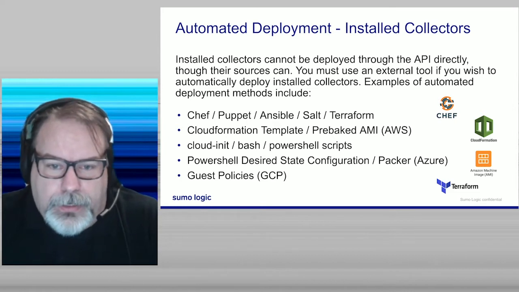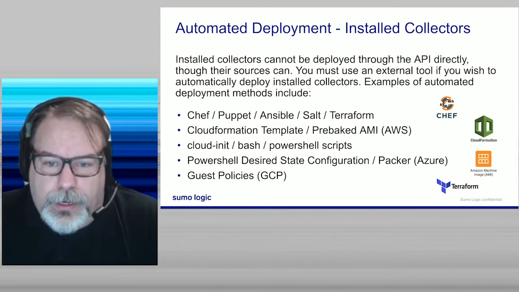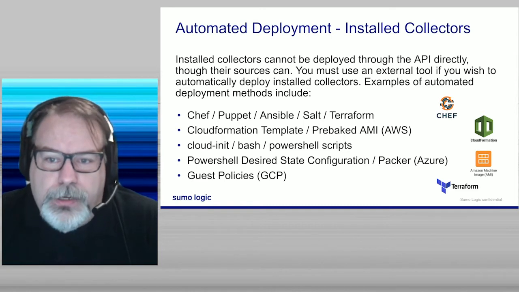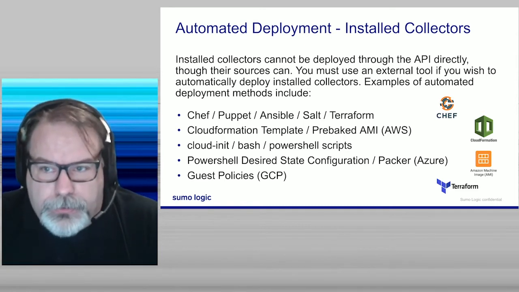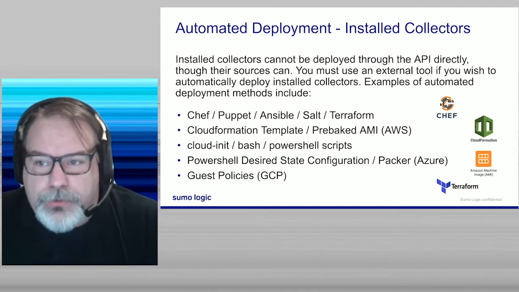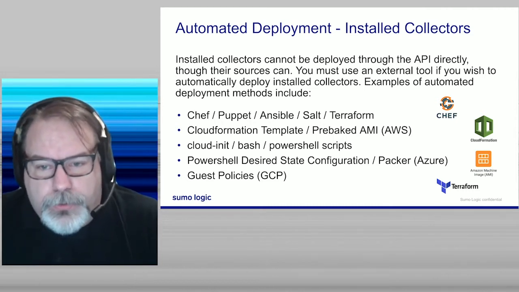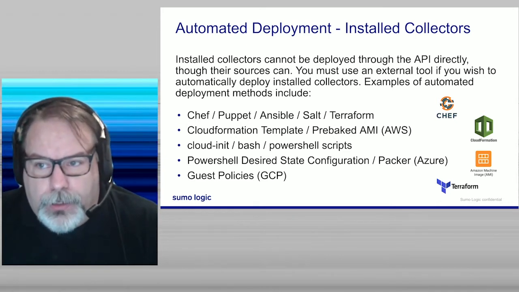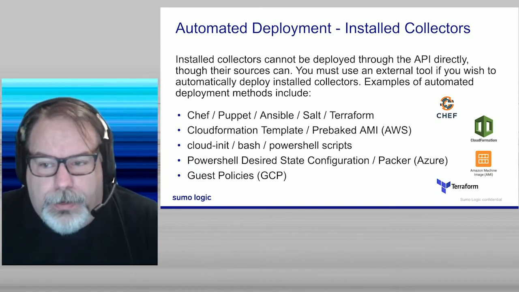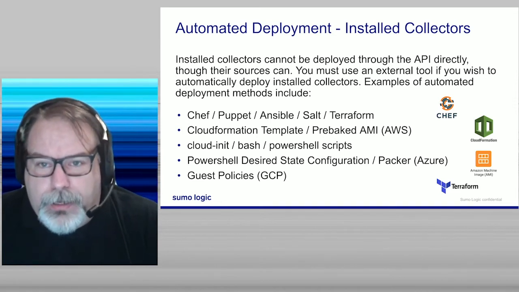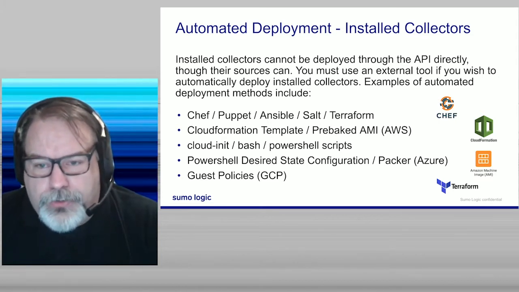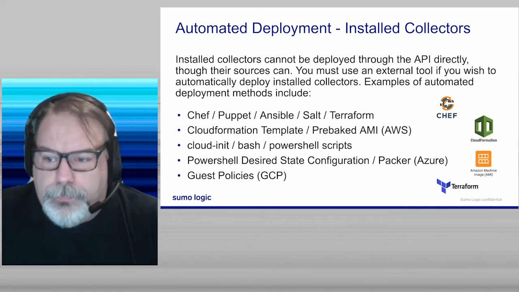Later on, at the end of the deck, I will include a set of links to some open source tools and some open source recipes that you can use to achieve this. Once you have your installed collector deployed, then you can use the API to configure the sources that you want that collector to actually collect. We will talk about configuring sources in depth, but just remember that before you can use the API to configure collection on an installed collector, you need to have that installed collector deployed first.